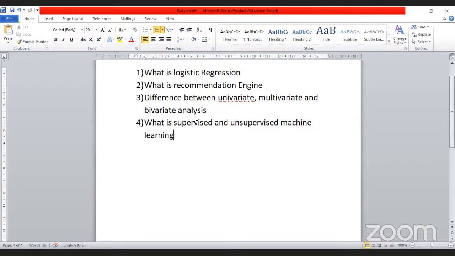Okay. What are the types of supervised and unsupervised learning? Which models follow supervised learning and which follow unsupervised learning? Firstly, we will see that there are at least 4 to 5 models.